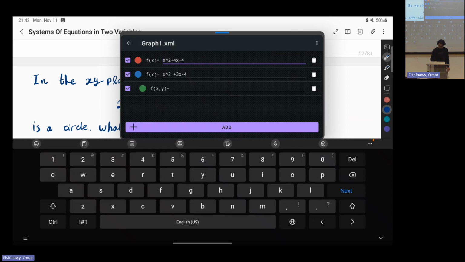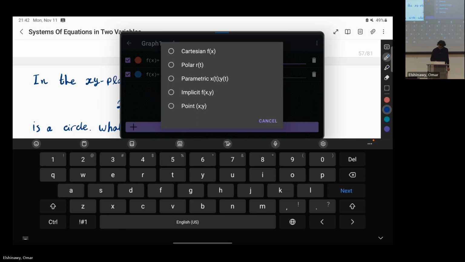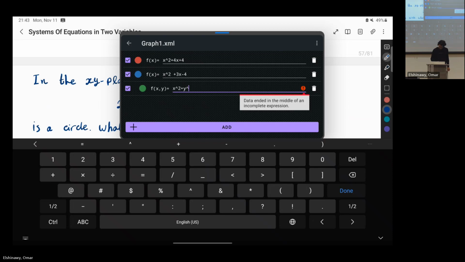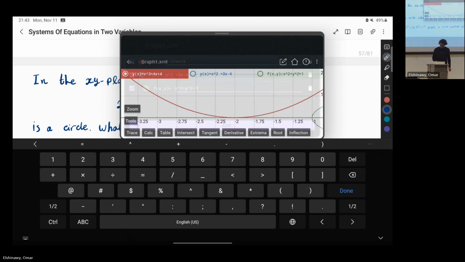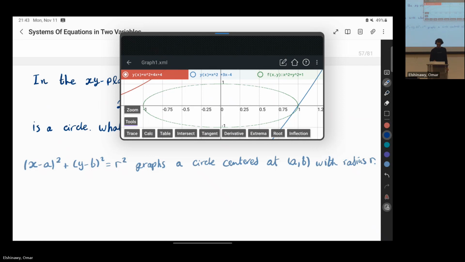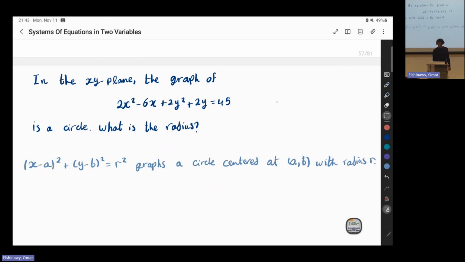So x squared plus y squared is equal to 1. Shouldn't the answer be 45? 45. I'm not answering the question. I'm asking you. If you look at x squared plus y squared is equal to r squared, let's say 1. So let's say x squared plus y squared is equal to 1. Where should this circle be centered at, and what should its radius be?